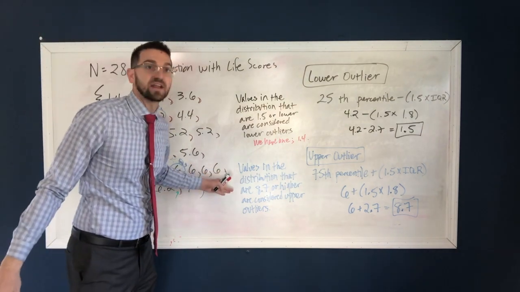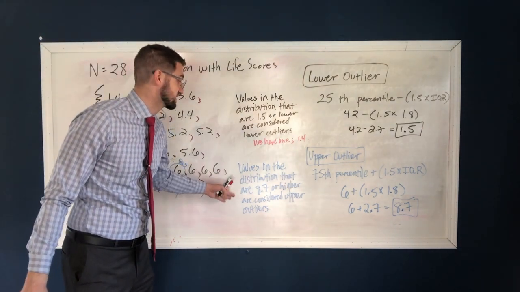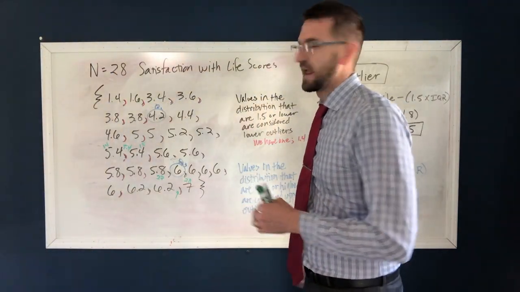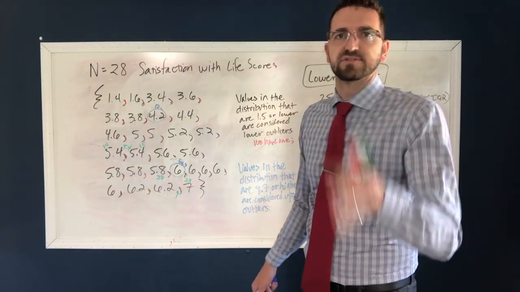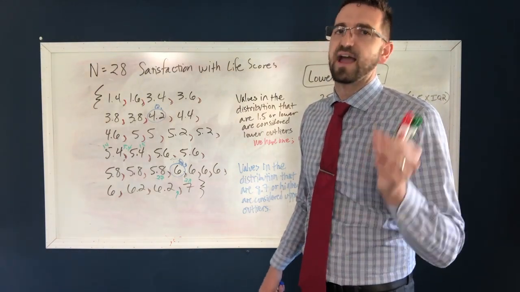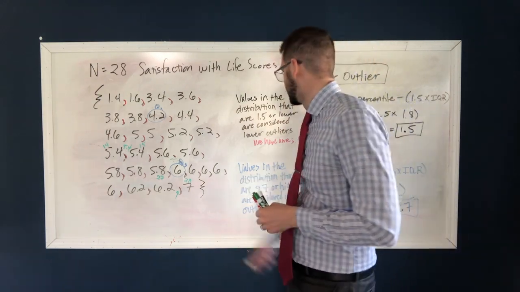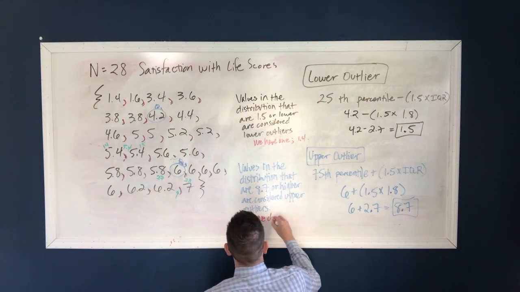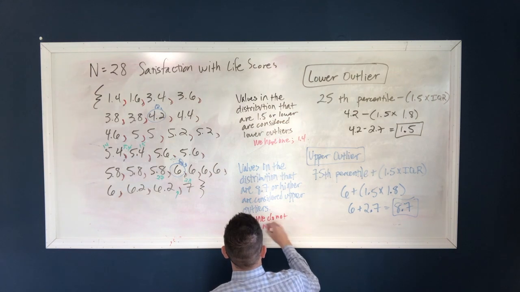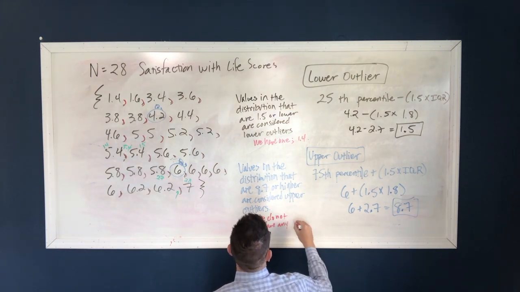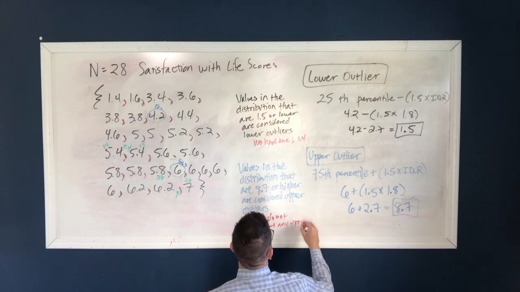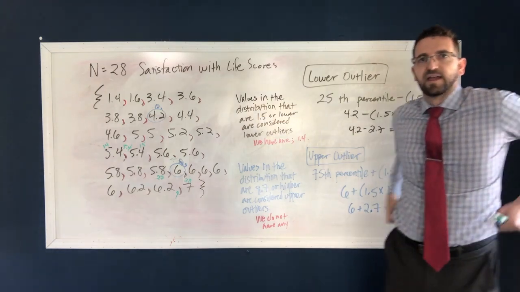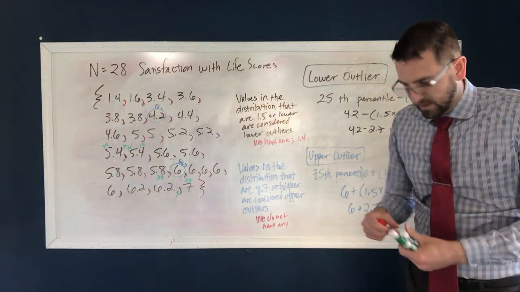Values in the distribution that are 8.7 or higher are considered upper outliers. Do we have any values in this distribution of data that are 8.7 or higher? And the answer is no. The highest possible value is 7. The highest value we have is 7. We do not have any. Well, hey, I think that works, right? There you go.